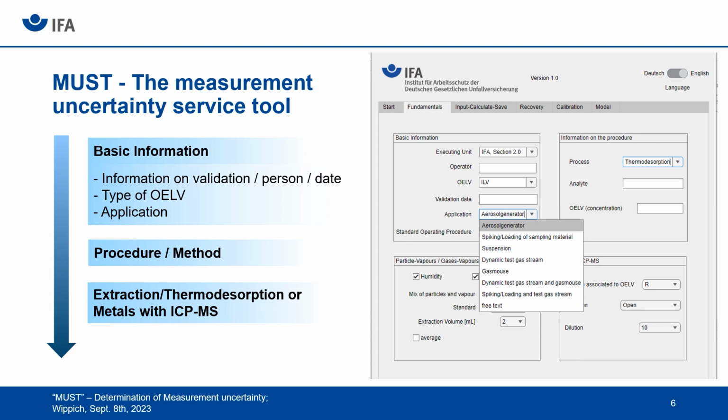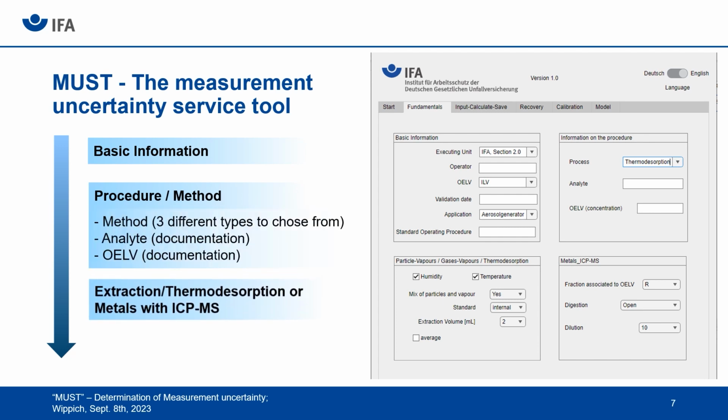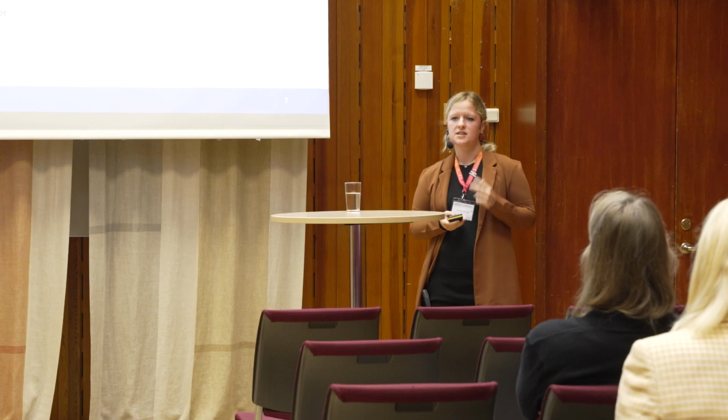So this is the first window, and more important, you have the information on the procedure, the process, which is basically the 3 different types of methods. This software includes 3 different types so far.